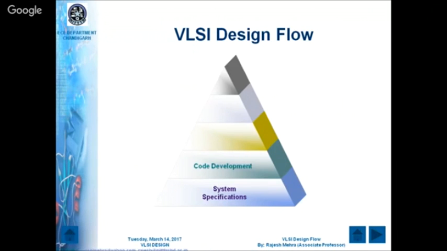Once design specifications are there, then you have to write down its code. As I told you, there are two domains, behavioral domain and structural domain. Behavioral domain is used for code writing. Structural domain is used for schematic design. Code writing means you are going to write your code in textual form, and structural means you are going to design your system in graphical form, and that will be your schematic design.